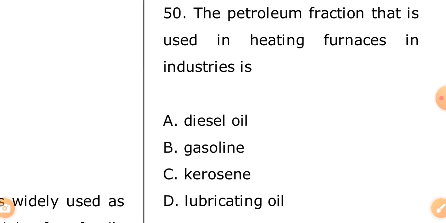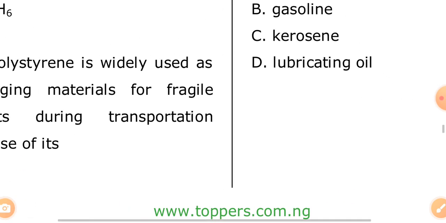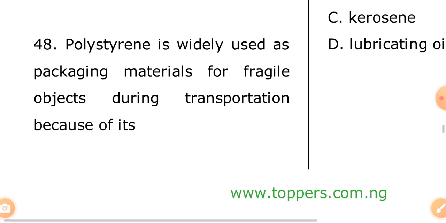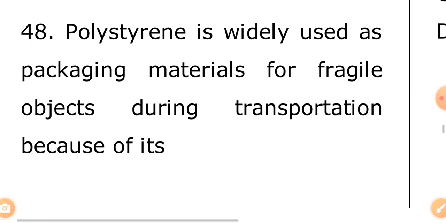A, diesel oil. B, gasoline. C, kerosene. D, lubricating oil. What is the answer? The answer is A, diesel. Diesel oil is used in heating furnaces in industries. I don't want you to forget it. Any one we've handled, I am giving it to you because they are the expected questions. JAMB could pick the question from any of them.